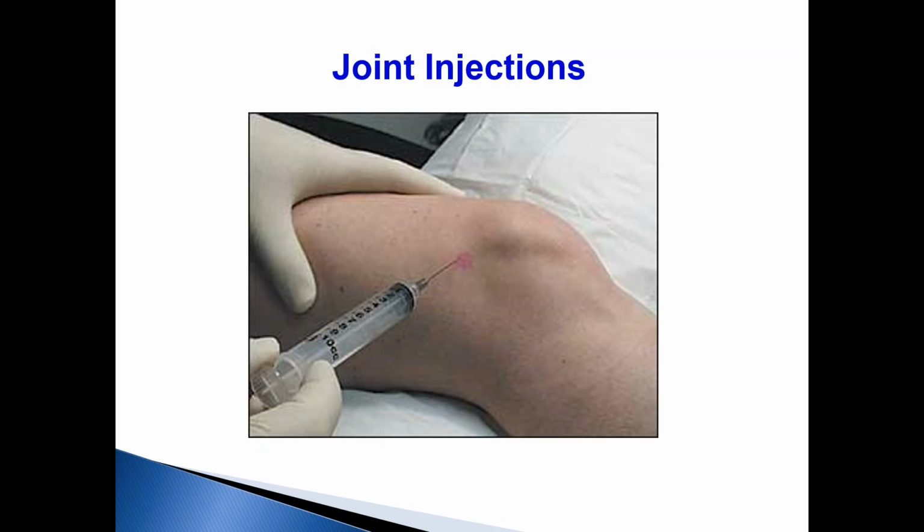20605, now we're talking about medium-sized joints like the wrist, elbow, ankle without ultrasound. 20606 is with ultrasound guidance and the medium-sized joint. Then we get into large joints like the hip, shoulder, the knee. That's 20610 without ultrasound. With ultrasound is 20611.